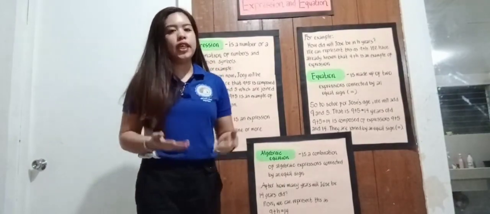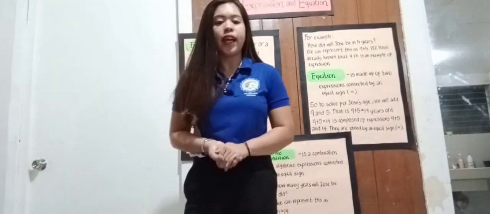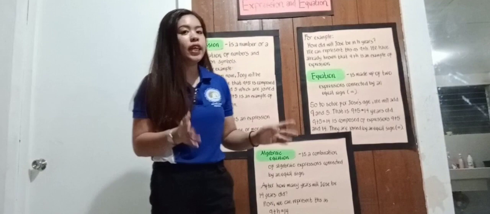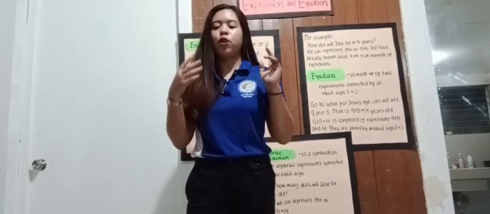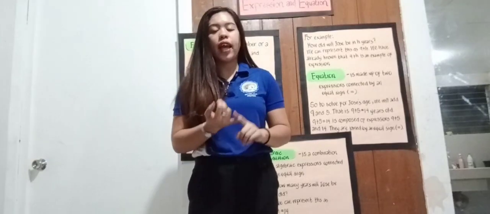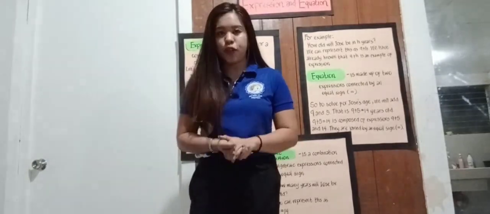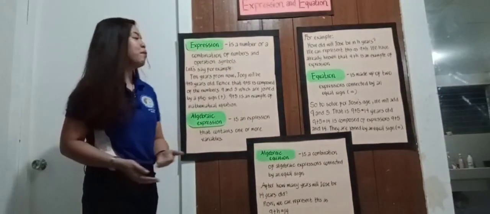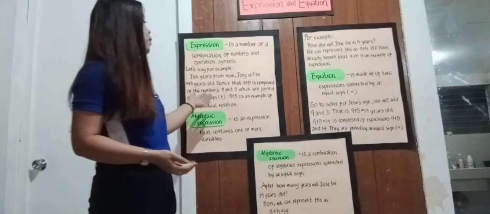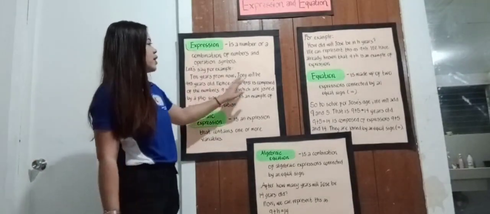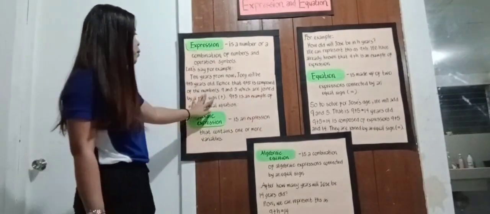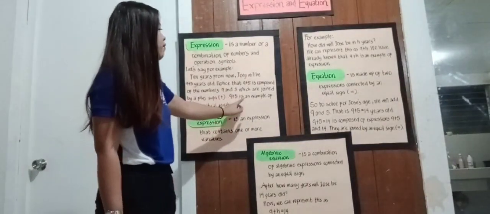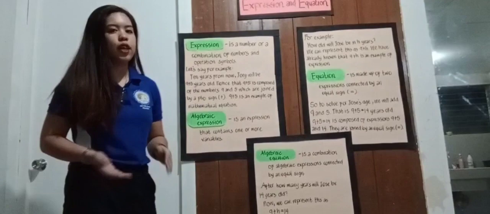As you observe in the examples, there are no equal signs and no answers in the given symbols. That's why it is called an expression. It has only numbers, operation signs, and variables, but has no answers. Do you understand? Good job. Now let's say, for example, 10 years from now, Joey will be 9 plus 5 years old. Notice that 9 plus 5 is composed of the numbers 9 and 5, which are joined by a plus sign. So 9 plus 5 is an example of a mathematical expression.